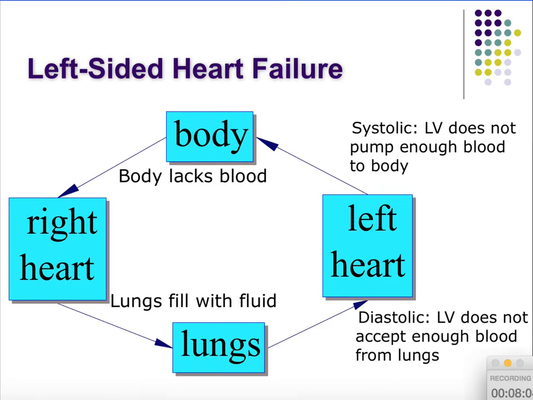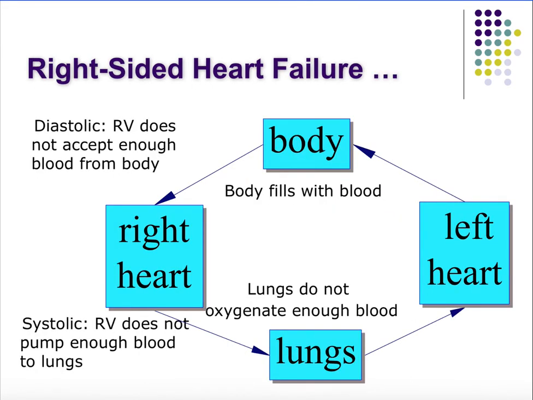So let's take a look at left-sided heart failure. So here again is normal blood flow. So we have blood from the body going to the right side of the heart, then sending it to the lungs, sending it back to the left side of the heart, out to the body. When the left side of the heart fails, this box is not working. And so the body is getting less blood, and blood is getting backed up in the lungs. So we'll start to see the consequences of both of these. So we'll start to see fluid building up in the lungs, frothy sputum, and then the body will start to get obviously less blood and less oxygen.